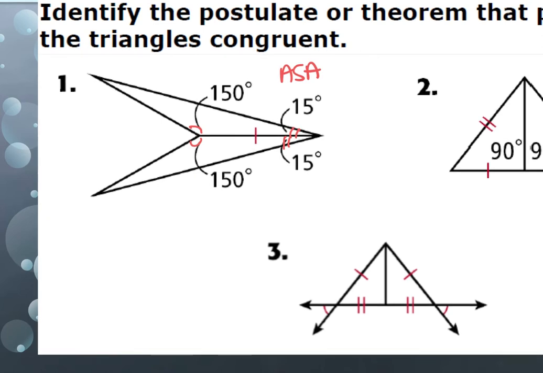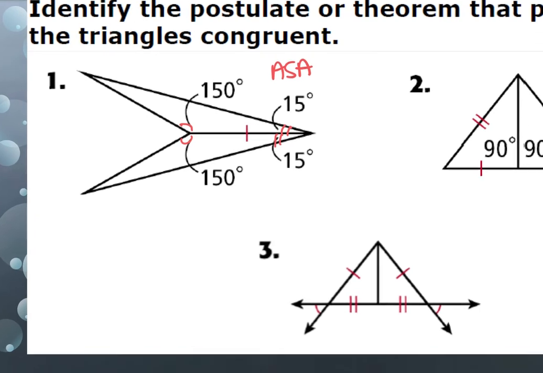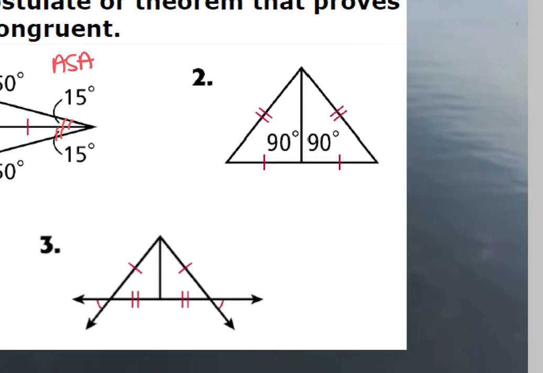Questions on that one? All right, go to 2. You've got the 90 and the 90, which not only means they're right angles, but they're also congruent. And then what other piece of information you got? Yeah. This one matches this one. That's a leg. This one matches this one, and that's the what? Hypotenuse. So this is? Hypotenuse leg.